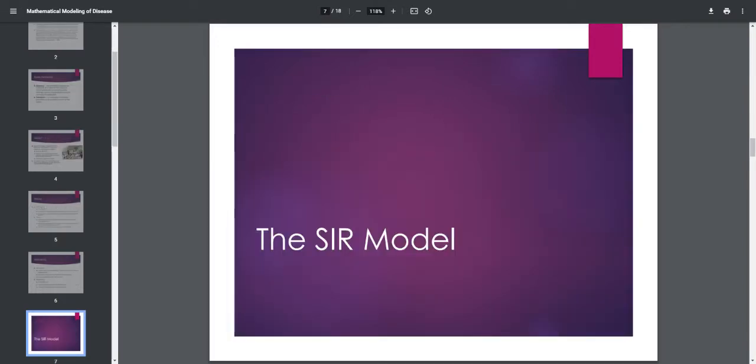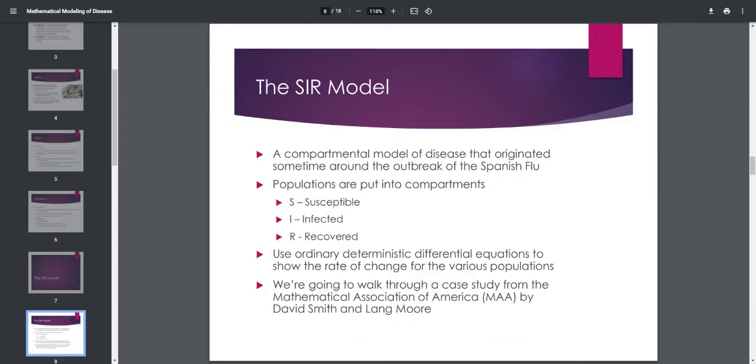So this brings us to the 20th century, and the common model in use, or one that is fairly common along with its variants, is the SIR model. It's a compartmental model of disease that originated sometime around the outbreak of the Spanish flu, which was about 1918 or so. In a compartmental model, populations are put into compartments. There's S for susceptible, I for infected, and R for recovered. Using ordinary deterministic differential equations, we can show the rate of change of these various populations.